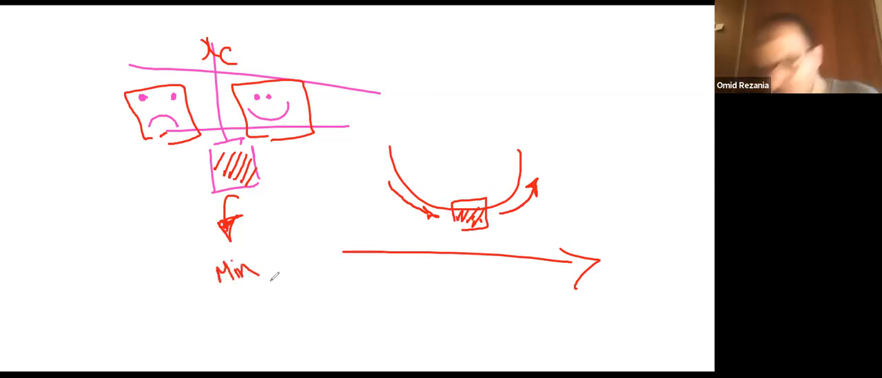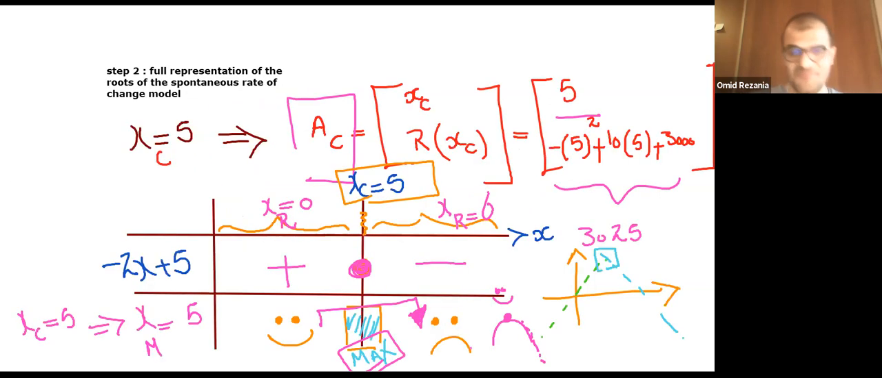Okay, you got that trick now? It helps you for your future assignments. From the smiley face, we move to the sad face.